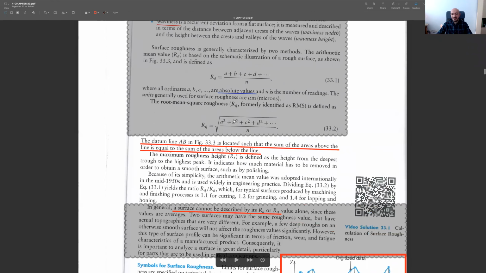The only difference is that this time we are taking the squares of the measurements and then taking the mean of them, and lastly taking the square root of these summation and division operations. And this will give us the root mean square roughness value.